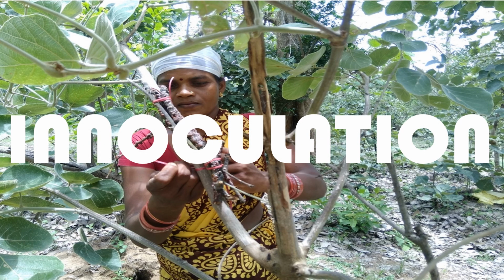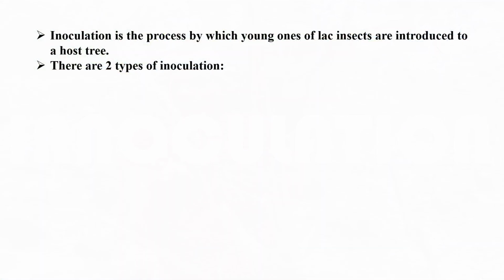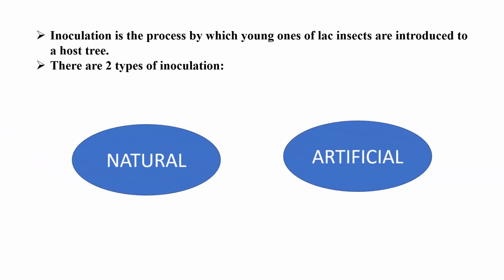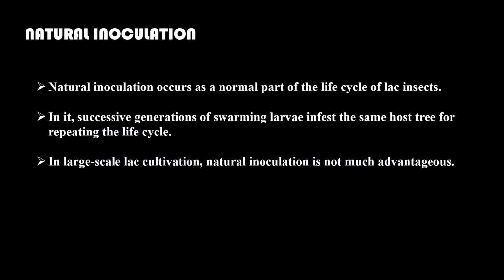The next step is inoculation. Inoculation is the process by which young ones of lac insects are introduced to a host tree. There are two types of inoculation: natural and artificial. Natural inoculation occurs as a normal part of the life cycle of the lac insect. Successive generations of swarming larvae infest the same host trees for repeating the life cycle.